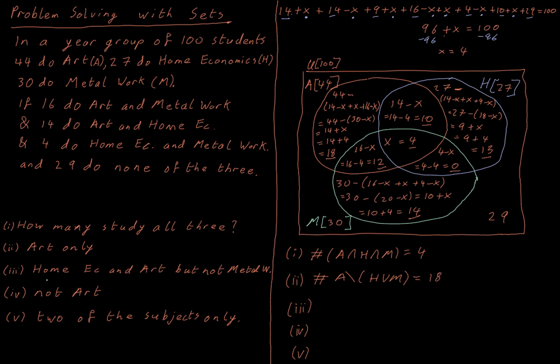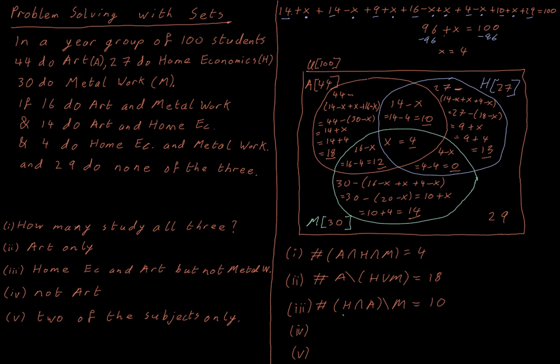Part 3, home economics and art, but not metalwork. So home economics and art, so that would be in this group here, but not metalwork, so we don't count the 4 that do metalwork, so we're just left with 10 people.